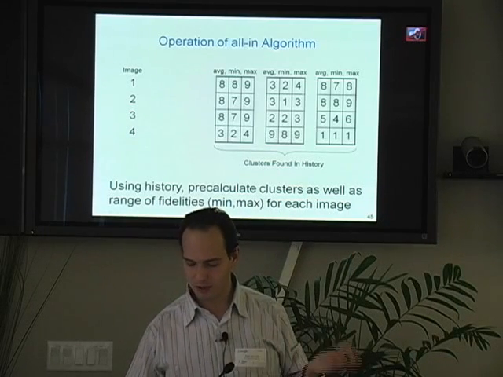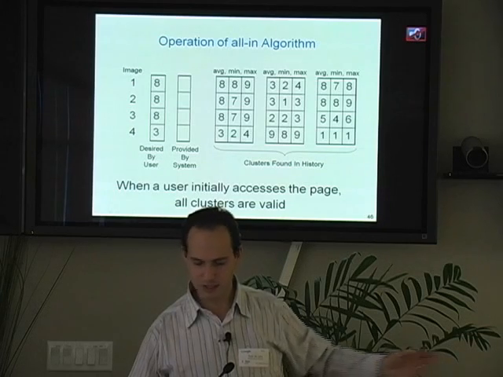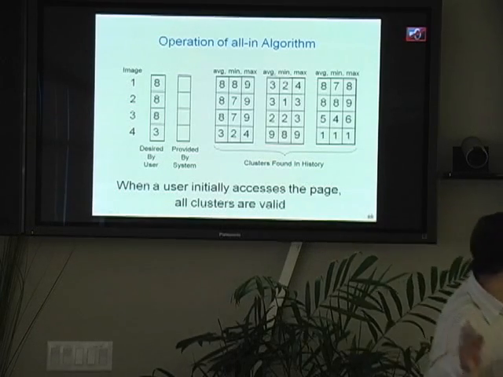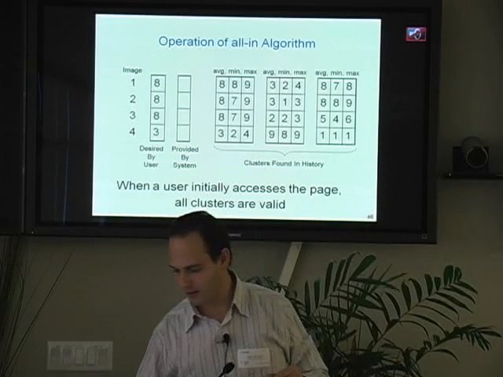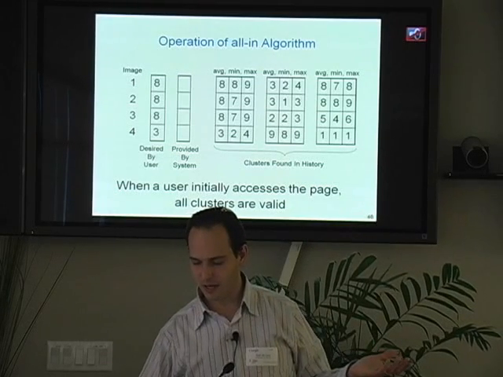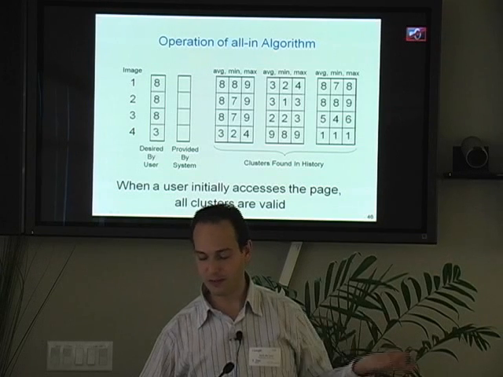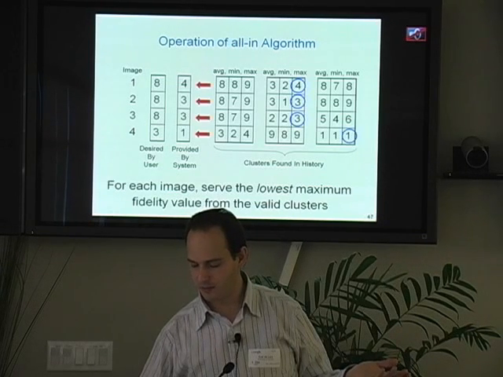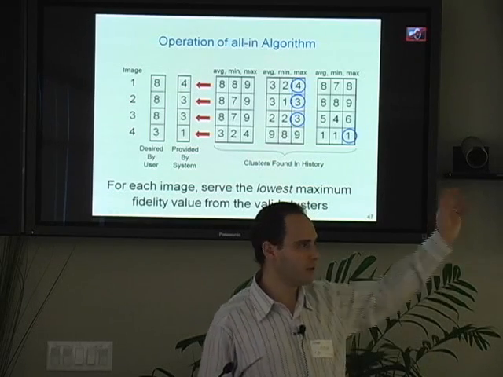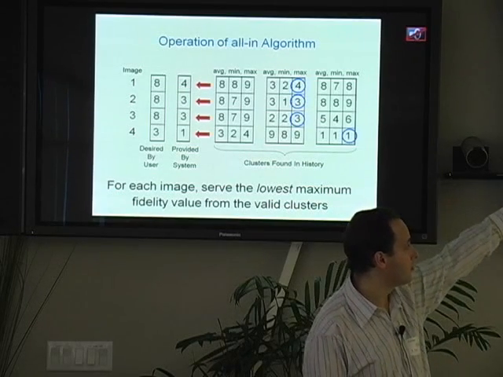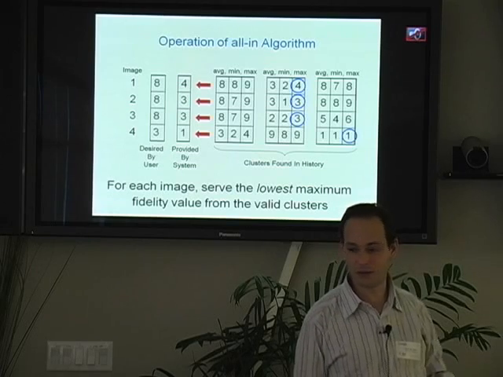So in this case, assuming that, magically, this is what the user will want, that's the target. Now, how does the system adapt? Well, first, we don't know anything about the user. So what we do is figure out, of all the groups, which one has the lowest maximum fidelity that they want. And that's what we provide.